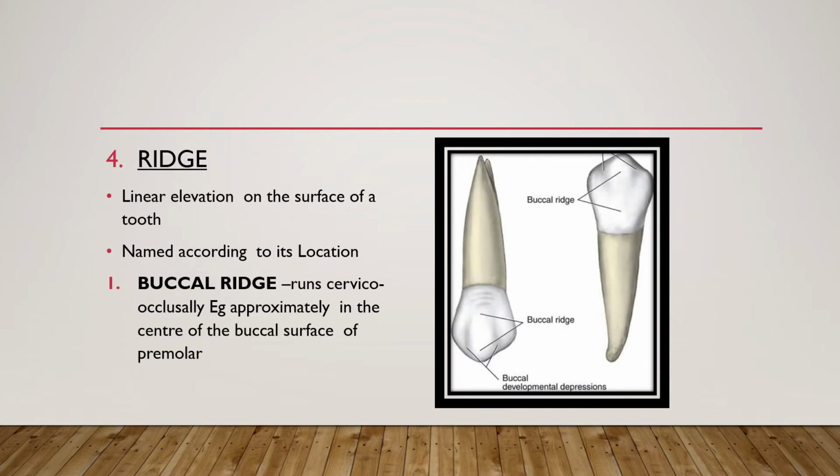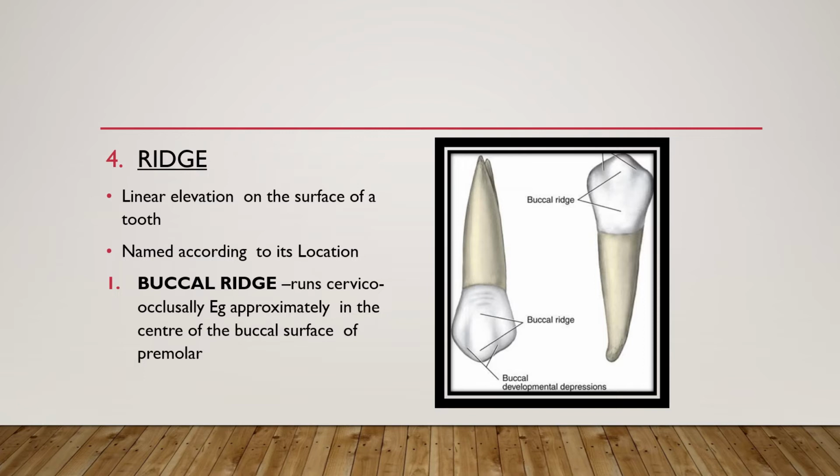Now next is the ridge. What is a ridge? It is a linear elevation on the surface of a tooth. Ridge is present as a linear elevation. Ridge is named according to its location. So according to its location, it is named as buccal ridge, incisal ridge or marginal ridge.